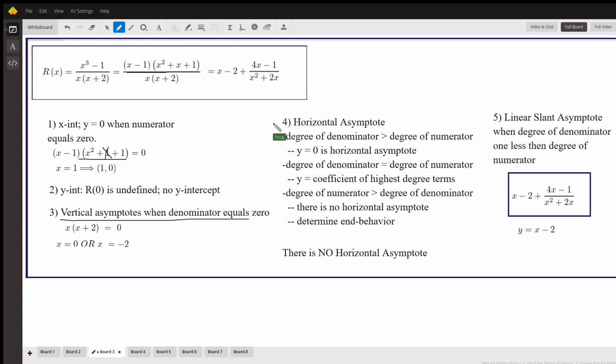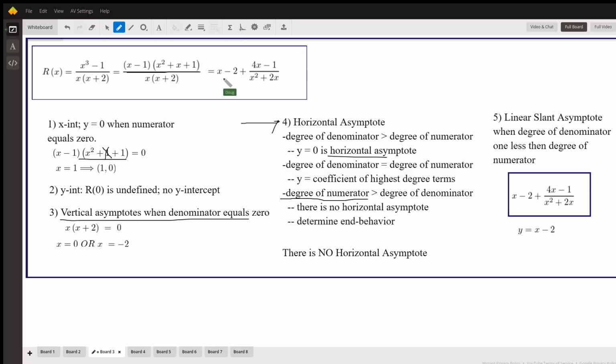For horizontal asymptotes, there's 3 cases. When the degree of the denominator is greater than the degree of the numerator, then y equals 0 is the horizontal asymptote. When the degree of the denominator equals the degree of the numerator, y equals the ratio of the coefficients of the highest degree terms. We won't look at a specific example of that. But here's our case. When the degree of the numerator is greater than the degree of the denominator, there is no horizontal asymptote.